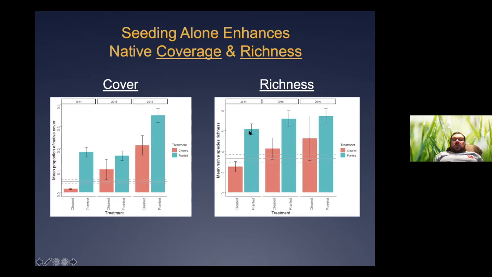In terms of richness, we saw almost an immediate effect of going to 6 to 7 species of flowers, 6 to 7 species of natives. We planted 12, and this is above 3 on average, 3 to 3.5 species. So we just about doubled the number of native species that we saw compared to unmanaged plots.